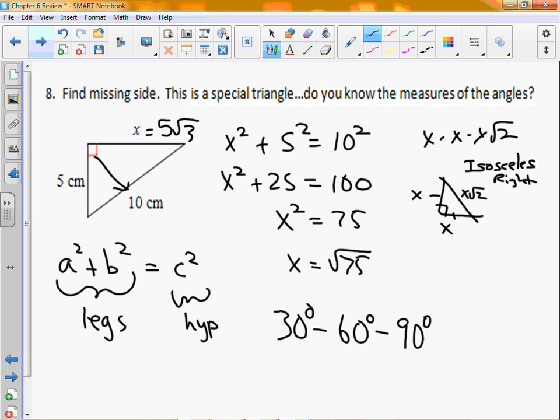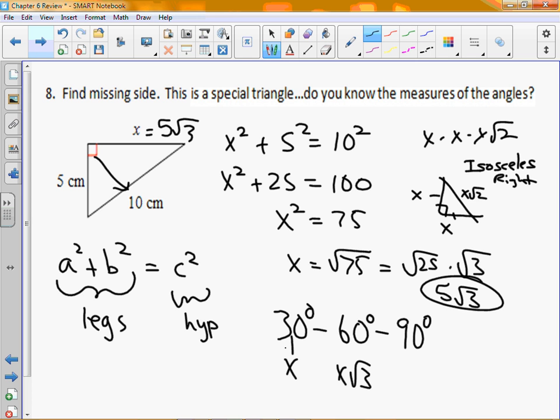Just like in a 30, 60, 90 triangle, the third side is the square root of 25 times the square root of 3. It's always the same ratio, guys. A 30, 60, 90 triangle always goes x, x times the square root of 3 opposite 60, and opposite 90 is 2x.